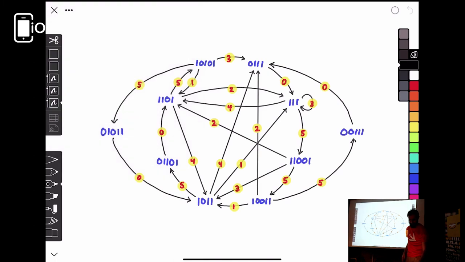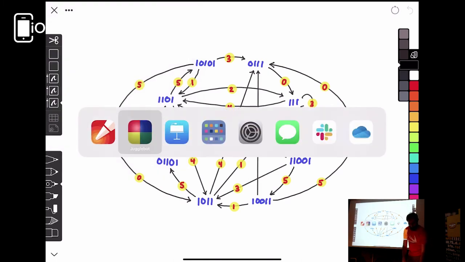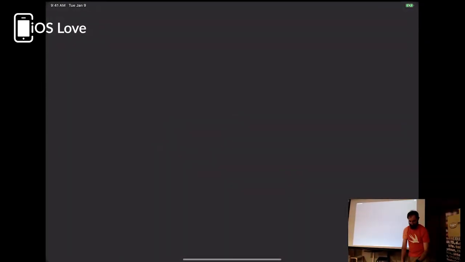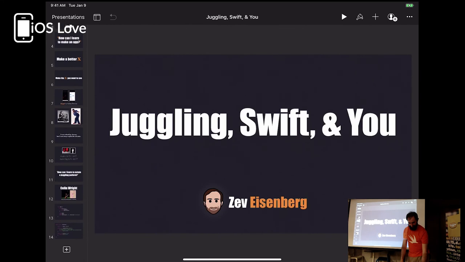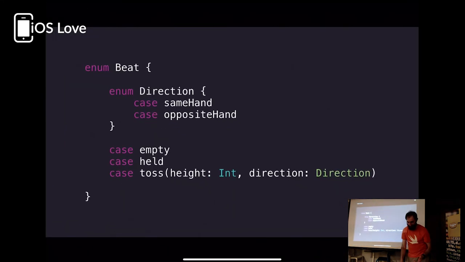Happy to talk about questions. The specifics of the Swift stuff. I didn't have slides of it, but compared to the juggling part, I don't think it's all that interesting.